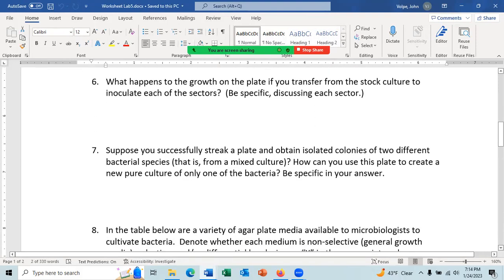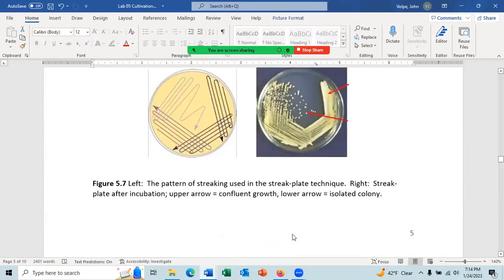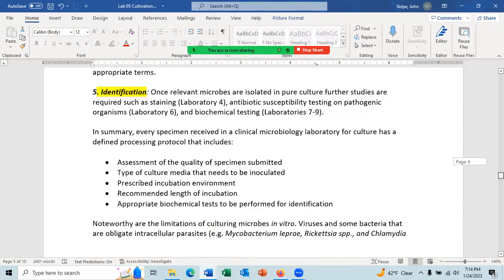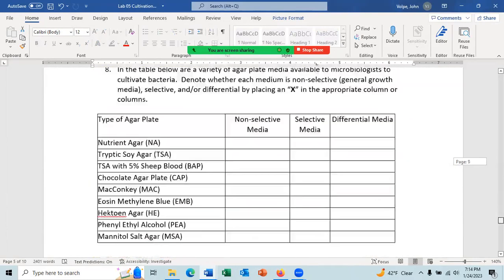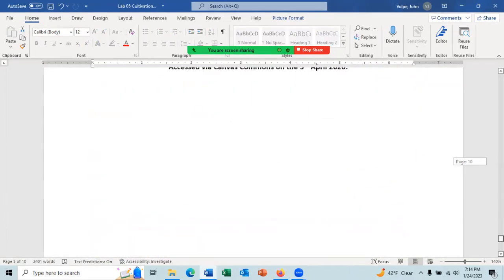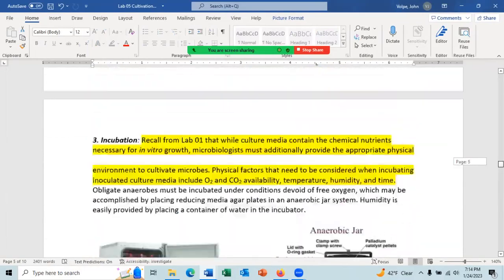Okay, suppose you successfully streak a plate and obtain isolated colonies of 2 different bacterial species, that is from a mixed culture. How can you use this plate of isolated colonies to create a new pure culture of only one of the bacteria? Be specific in your answer. We used to have a picture of that. I don't think I have it here, though. Yeah, it's probably in a future lab.